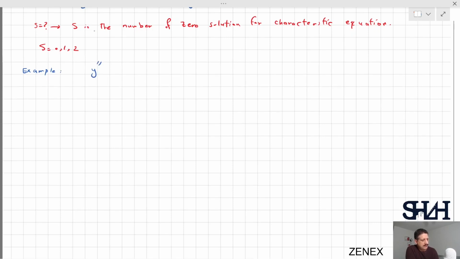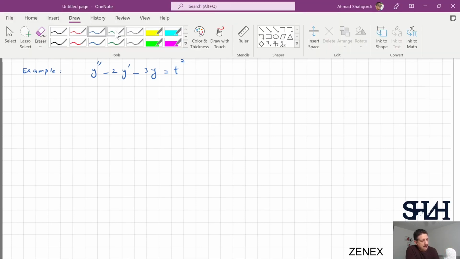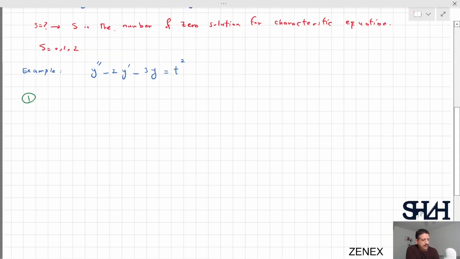So, second derivative of y minus 2y prime minus 3y equals t to the power of 2. So it can be x to the power of 2. So it shows that y is a function of t or y is a function of x. In this example, y is a function of t. So first we need to form the characteristic equation.